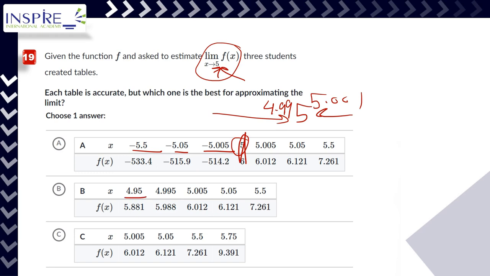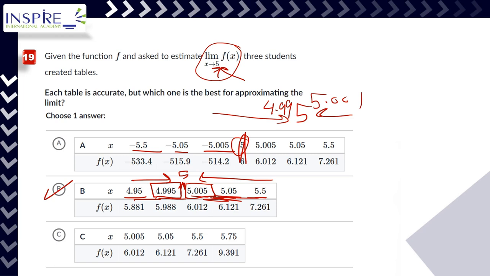4.95, okay, it's smaller than 5. 4.995, again closer to 5, and then 5.05005. So 5 is here, and the closest number to 5 is 4.995. This one is very good from the left side. What about the other side? We're getting closer and closer, and this number is very close to 5 from the right side. And of course, we don't have a very far away distance between values. We have 5.5, then 5.05. It's okay, the increments here are okay. So we will choose letter B. This table is the best approximation to get the limit as x approaches 5.